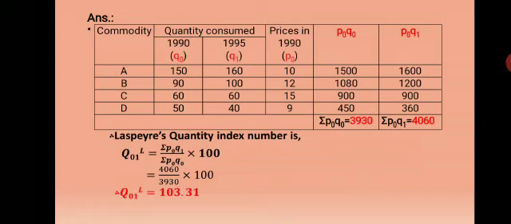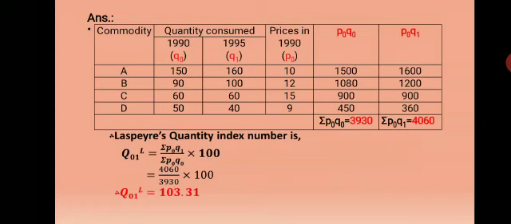10 into 160, you get 1600. Then 12 into 100, we get 1200. Then 15 into 60, you get 900. And the last is 9 into 40, which is 360. After addition of all P0 Q1 values, we get summation P0 Q1 as 4060.